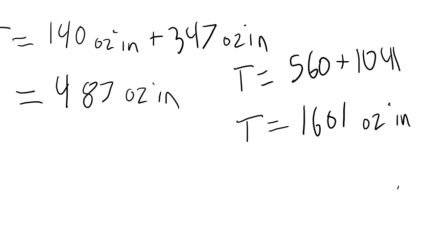So we calculated that the total amount of torque required to move the 1 kilogram link around was 487 ounce-inches, and the total amount of torque required to move both the link and the payload was 1,601 ounce-inches. So you can see that the effect of the payload is really significant. Even though the mass of the payload in these calculations was the same as the mass of the link, the effect of the payload was greater than the effect of the link.